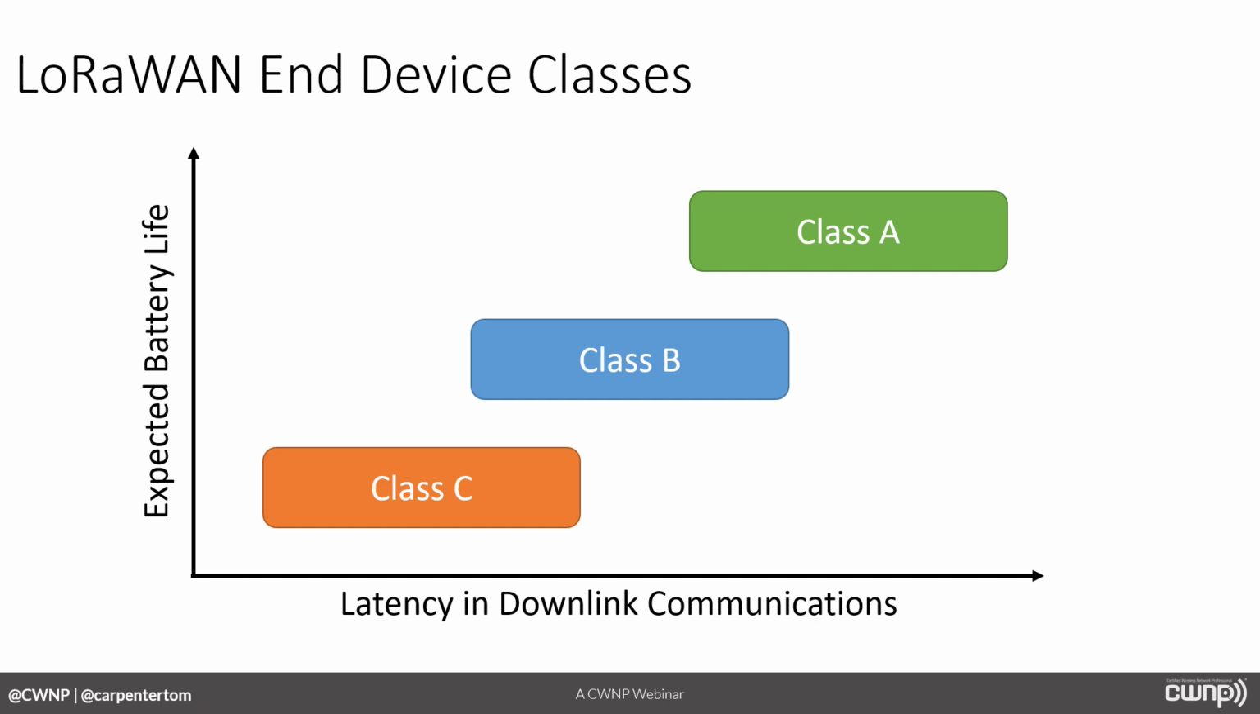Okay? And that's because of the way they listen for downlink communications. But because they listen differently, this also does impact their battery life. So Class A devices, longest battery life, greatest latency in downlink communications. Class C, shortest battery life, lowest latency in downlink communications. All classes do support bidirectional communication, uplink and downlink, but the way it works is different for each one of these. So I'll talk about that a little bit more later on.